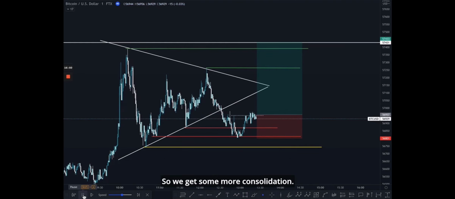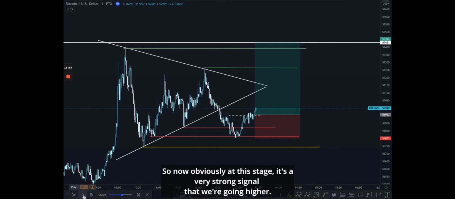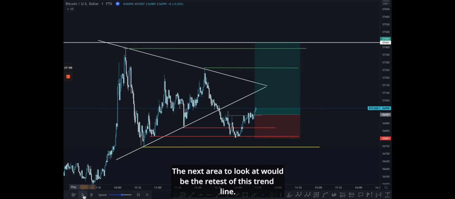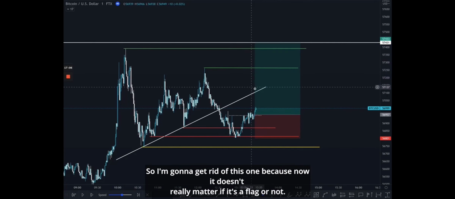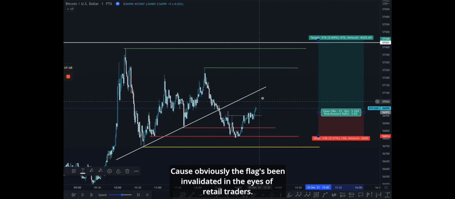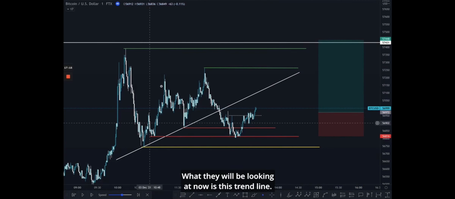Alright, so we get some more consolidation. We break higher, eventually breaking out of it. So now, obviously at this stage, it's a very strong signal that we're going higher. The next area to look at would be the retest of this trend line. So I'm going to get rid of this one, because now it doesn't really matter if it's a flag or not, because obviously the flag's been invalidated in the eyes of retail traders. What they will be looking at now is this trend line.